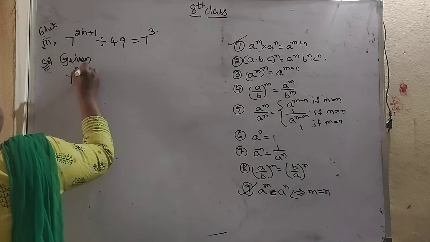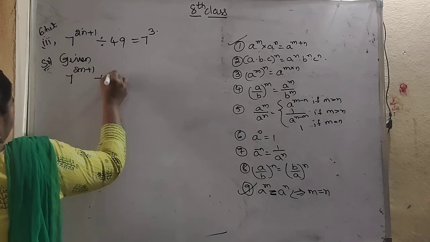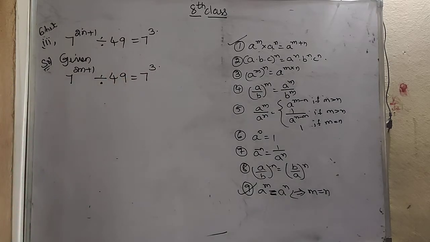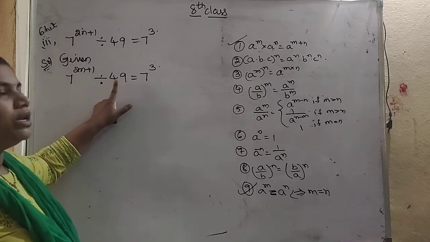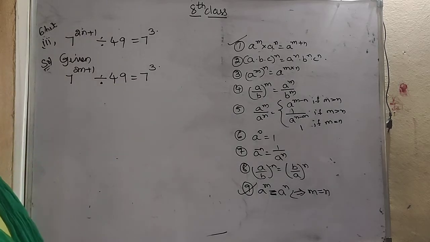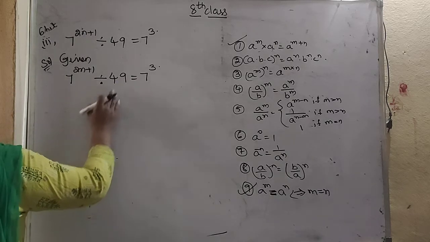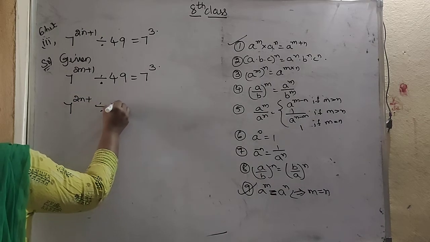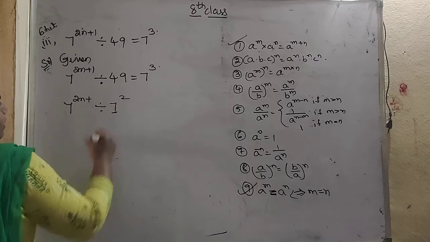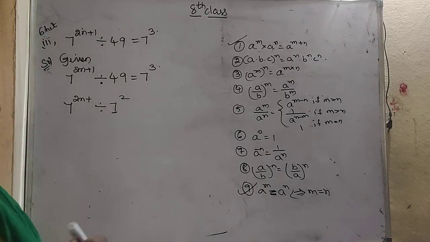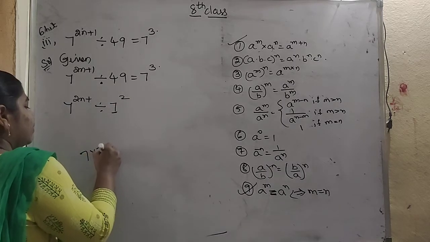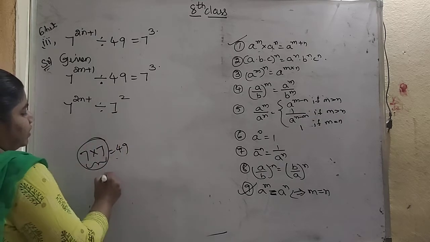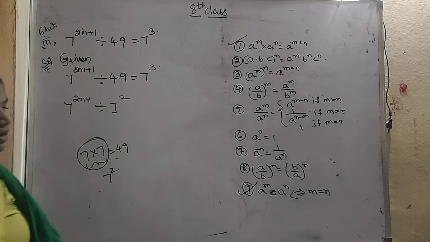Given 7 power 2n plus 1 divided by 49 is equal to 7 cube. Now I am writing this 49 in terms of prime factors. I can write 49 as 7 square. 7 square is nothing but 7 multiplied 2 times. If you multiply 7 two times, that will be equal to 49. So we can write this 7 into 7 as 7 square.